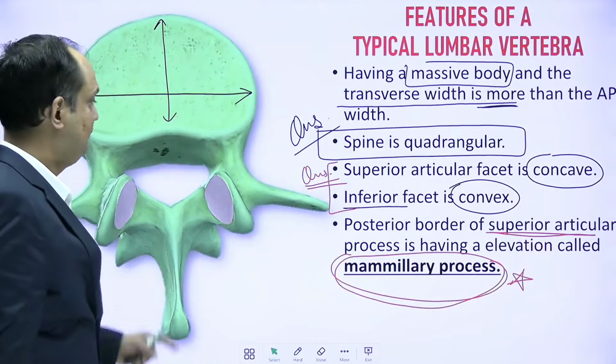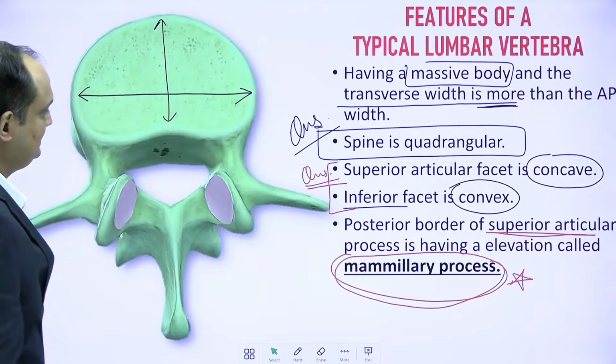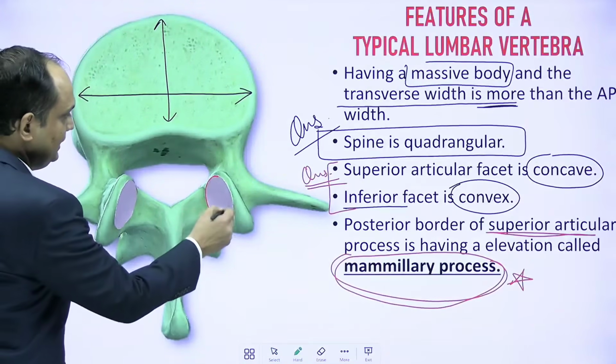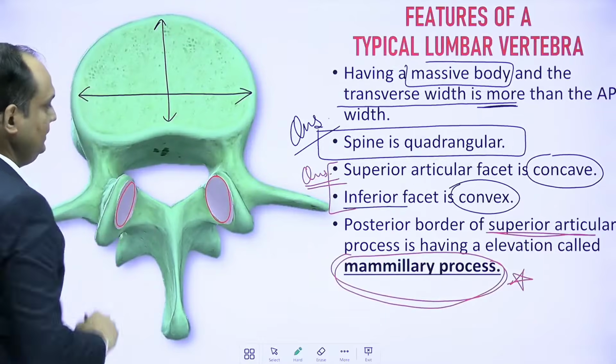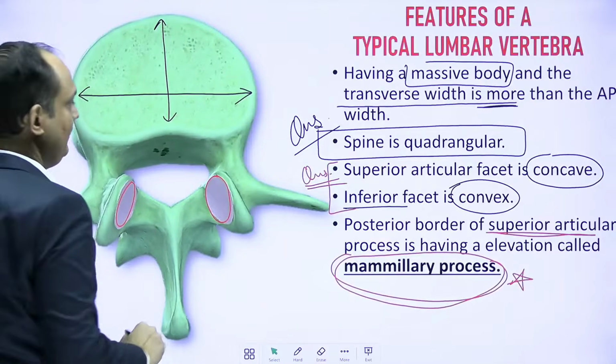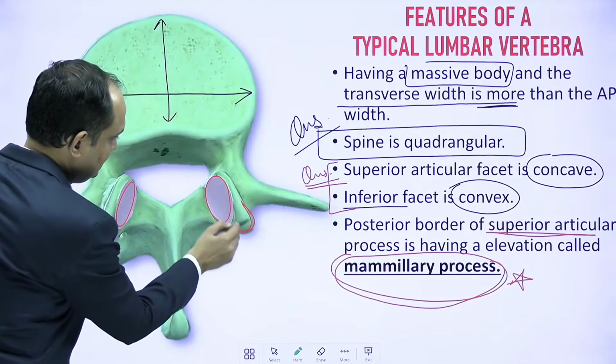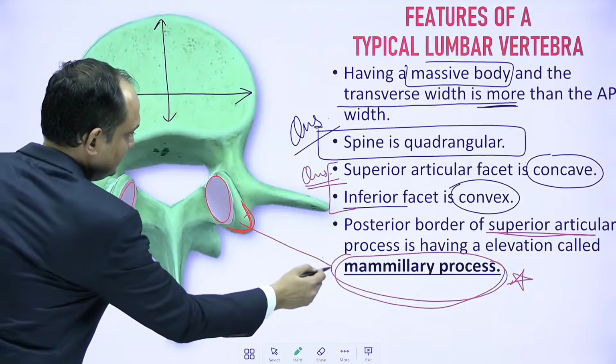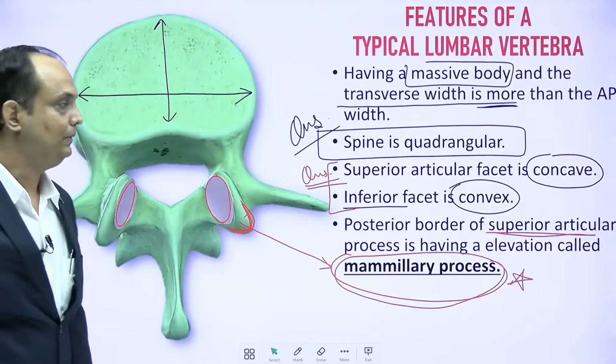So the mammillary process is a characteristic feature of the lumbar region and it is present along the posterior border of the superior articular facet. Now here in this diagram you can see these are the superior articular facets, and these superior articular facets are concave, and behind this there is an elevation. Now this elevation is known as the mammillary process.